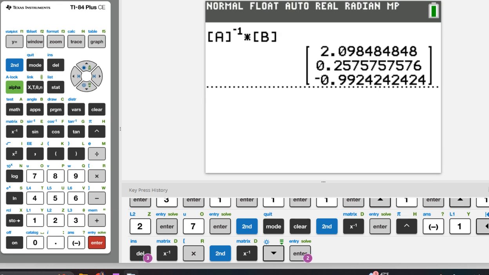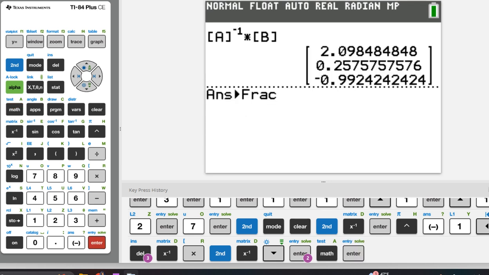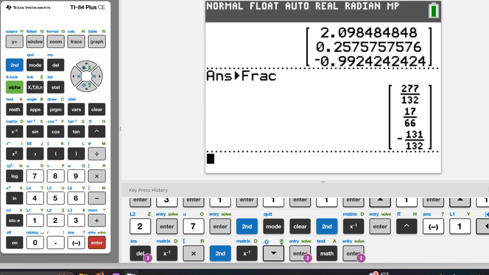Gross, nasty, but if these happen to be able to be fractions, the calculator can do that for you like it can do with any decimal. If you go to math and you go on fraction and you hit enter twice, you can see there would be our X, Y, and Z value that solve that system in the notes. Not very pretty, and doing that by hand would be a pain in the butt because row reduction of matrices can take quite a while.